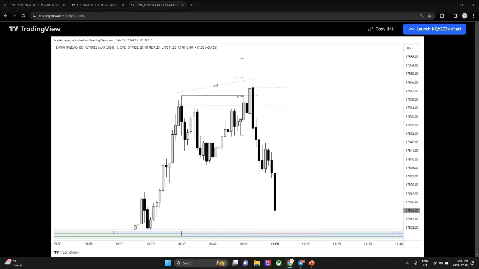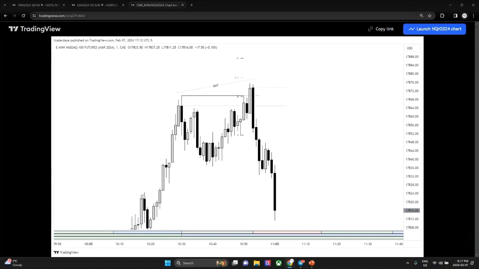Right, so right here we have Q4, and right here we have Q1. We have SMT forming between Q4 and Q1, right? So right here, when price took out this high, the S&P 500 was failing to do this. It could not do this.